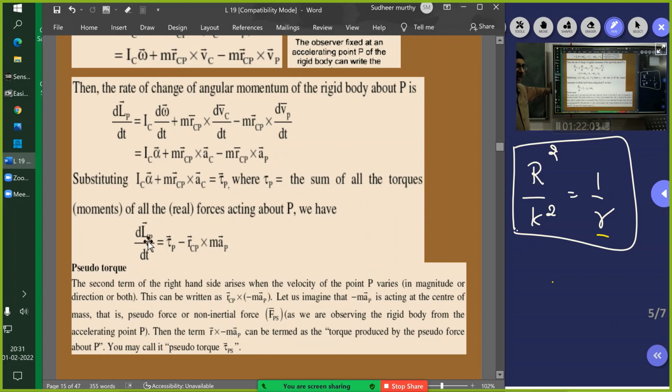See here, then what will you think dLP by dt is? Rate of change of angular momentum at P. See, now this rate of change of angular momentum need not be only because the magnitude is changing. It can also be because of the direction that is changing, no?